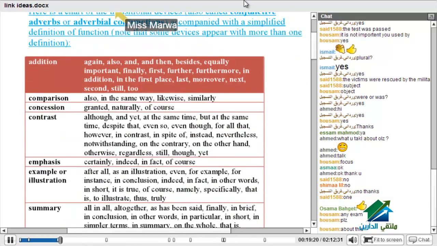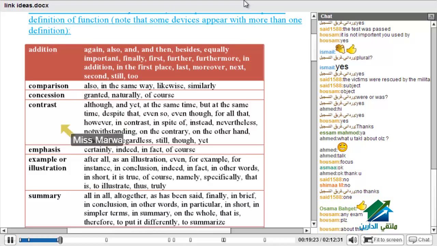Now I'll give you many examples of how to make cohesion between the ideas. If I wanted to add an idea to another idea, addition I mean, I have to say again or also and then besides, equally, finally, first, further, furthermore, in addition, in the first place. That's how to make addition. Let's speak about comparison. You have to say also, in the same way, likewise, similarly.